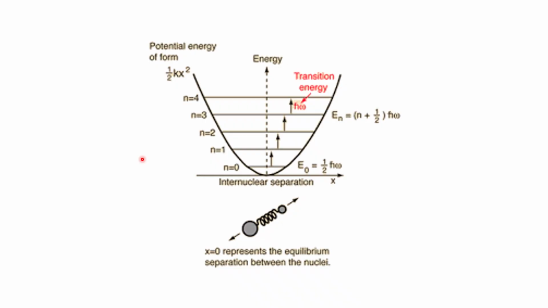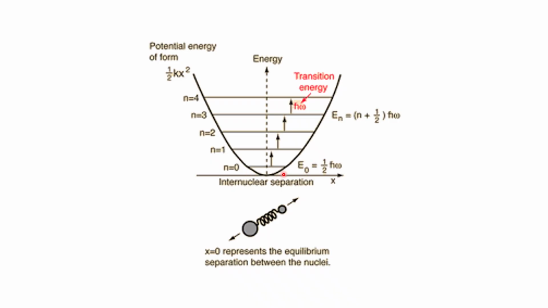Let's look into the basic quantum mechanics of a bond vibration, like a simple harmonic oscillator as shown in this diagram here. According to quantum mechanics, the energy levels of a bond vibration are quantized, and the energy is given by the equation E_n equals n plus half, multiplied by the reduced Planck constant and the vibrational frequency. n represents the vibrational quantum number.